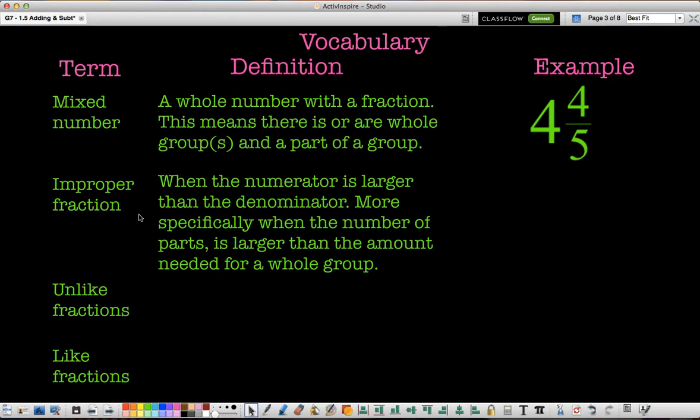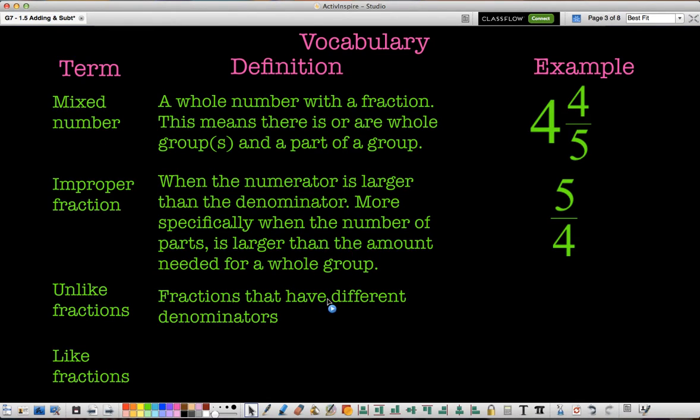An improper fraction is when the numerator is larger than the denominator. More specifically, when the number of parts is larger than the amount needed to make a whole group. So if I were to take that 5 and put it on top, it now means I have 5 parts over 4, meaning there are 4 pieces that I need to make a whole group. So I have more pieces on top than I do on bottom. So if I have 5 pieces total, that means that I can make a whole group of 4, so I should be able to make a mixed number.